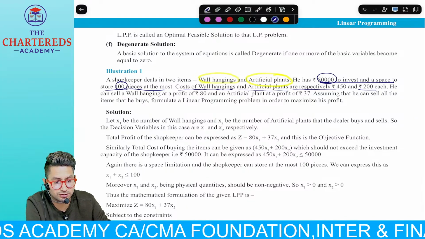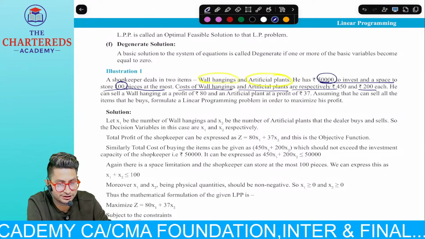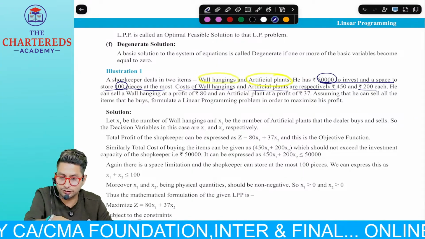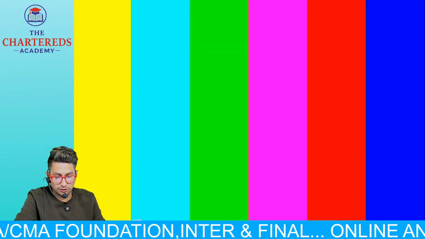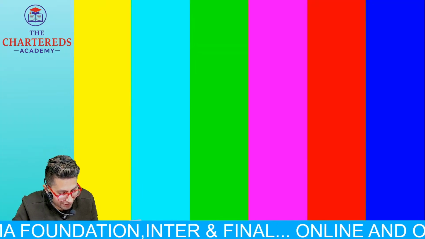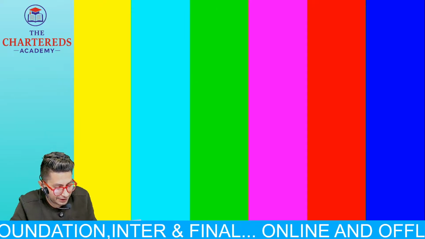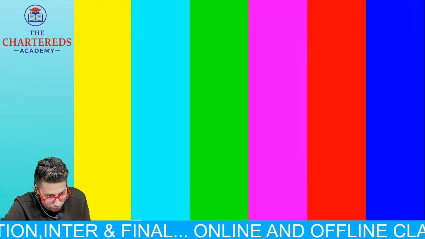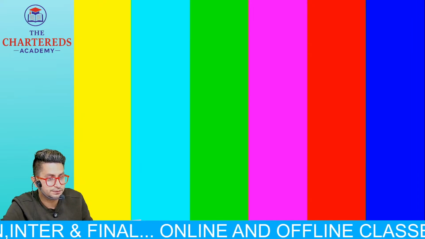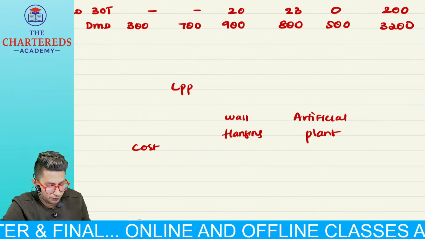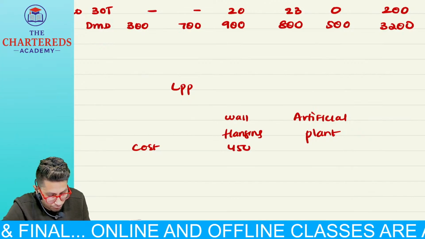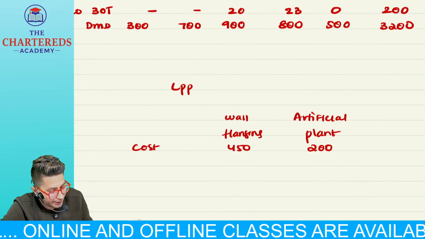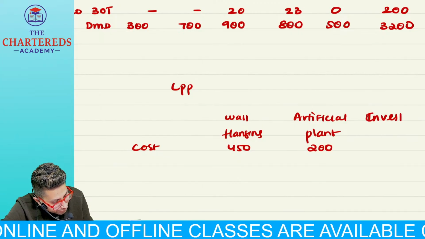See, cost is also given, and what? So what is the second thing they have given? Profit. Cost is also given, profit is also given. So they are asking us what? Maximization of profit. So maximization means objective only, right? So here I'll write how much is the cost. Cost is how much? 450 for wall hanging, 200 for artificial plant, and what is the invest I can do? 50,000.